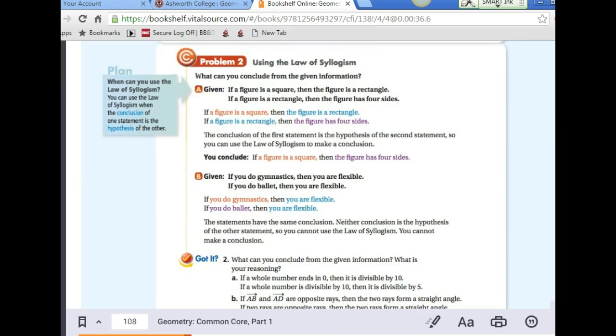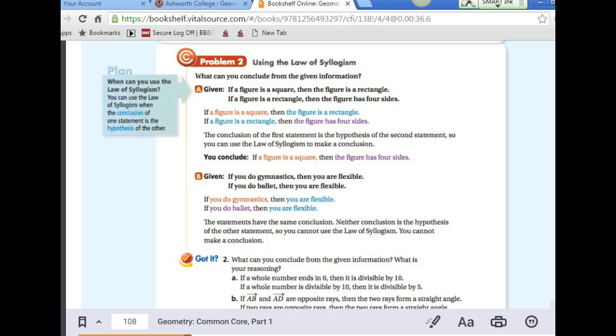Problem number 2 says, what can we conclude about the following information? If a figure is a square, then the figure is a rectangle. And then the second statement says if a figure is a rectangle, then the figure has 4 sides. So again, because the conclusion of the first one matches the hypothesis of the second one, then we can combine the first hypothesis and the last conclusion together, because that's what the law of syllogism does, and we come up with a statement that says, if a figure is a square, then the figure has 4 sides. And that's kind of the concept behind the law of syllogism.